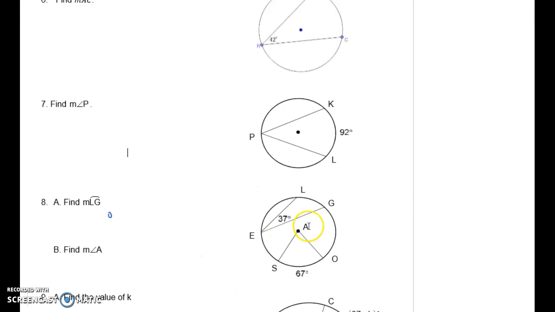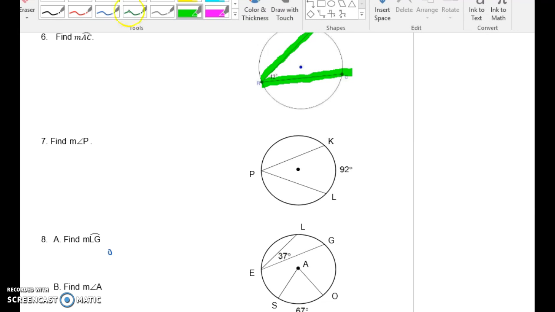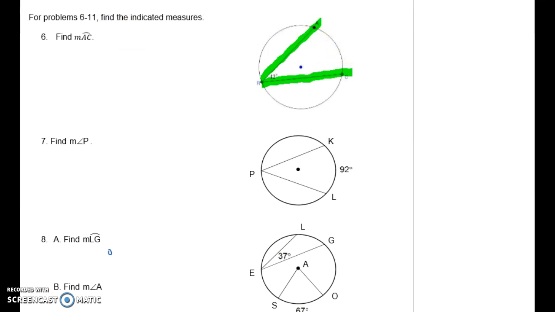So let's put that into practice. Let's do some problems here relating to that. If we want to find the measure of arc AC, we know that this angle right here, this 42, is the inscribed angle. So I can highlight that guy right there. I notice that when that cuts off this arc, that inscribed angle is supposed to be half that arc. So if I want to find the arc, I just double it. Double the 42 to get 84 degrees.